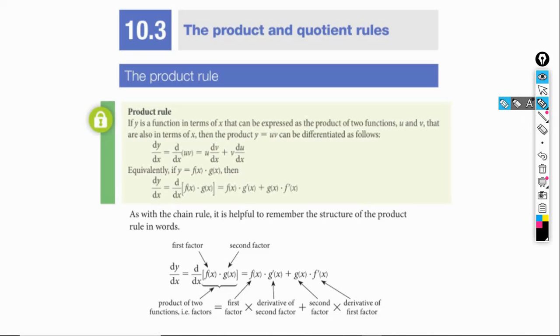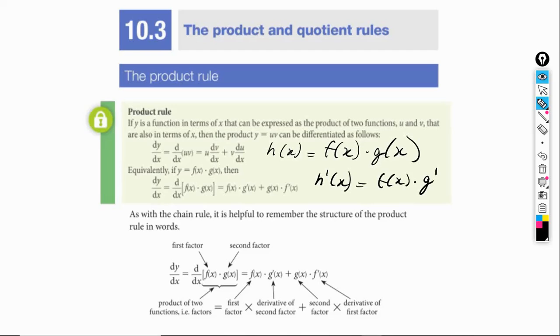And basically what it says is that if you have a function, let's say h of x, so h of x is a function in the form of a multiplication of two different functions like f of x times g of x, then what the product rule says is that the derivative of h of x is equal to f of x times the derivative of g of x plus g of x times the derivative of f of x.